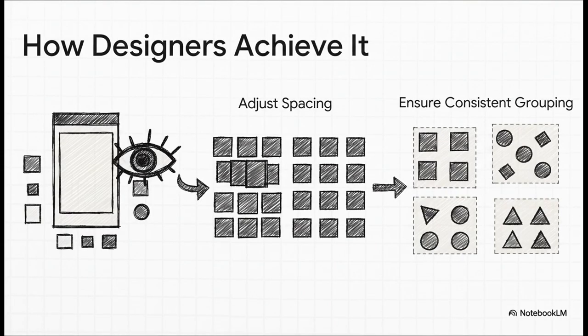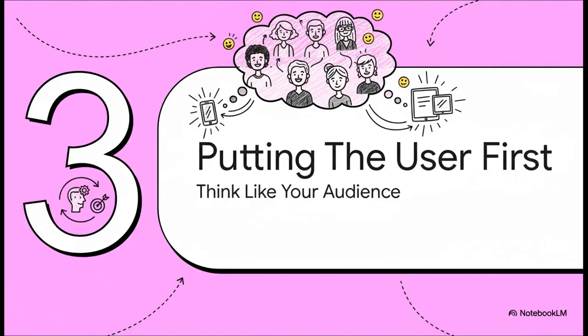So how do designers actually pull this off? Well, it's all about making smart, deliberate choices. They rearrange the visual hierarchy, which means making the most important stuff stand out. They use spacing to make things feel less cluttered and to show you what's related. And they group similar items together so your brain doesn't have to work so hard to connect the dots. All right, so how do we put this into practice? Well, it all starts with the single most important rule in design. You've got to put the user first, always.